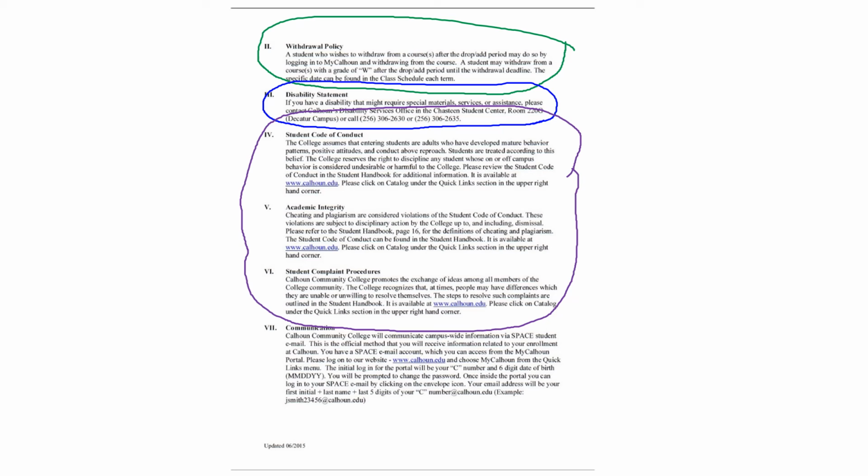Our communication is, as I stated, through the messages function in this course, but Calhoun will communicate to you through an email account which you are given through Calhoun. So you'll receive information from Calhoun to that account, so you might want to check that out. I will not be sending you information about the course through that account. We will do all of our communication through the messages function within the course itself.